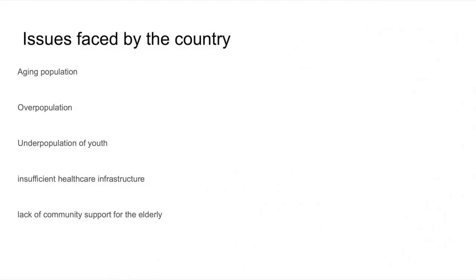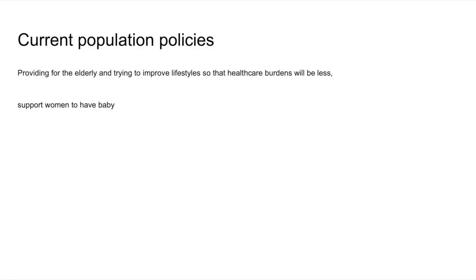So according to those graphs I've just explained, the UK's major problems will be aging population, overpopulation, insufficient healthcare infrastructure, lack of community support for the elderly, and underpopulation of youngsters. The government is now providing for the elderly and trying to improve lifestyles so that healthcare burdens will be less. Continued support for fertility among women encourages higher birth rates to prevent any further decline.